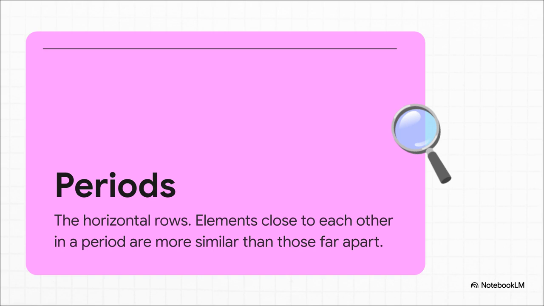Now, the horizontal rows, the periods, tell a different kind of story. As you move across a period from left to right, the properties of the elements change in this really predictable, gradual pattern. You'll go from something like a super reactive metal on the far left all the way over to a very stable, unreactive gas on the far right.